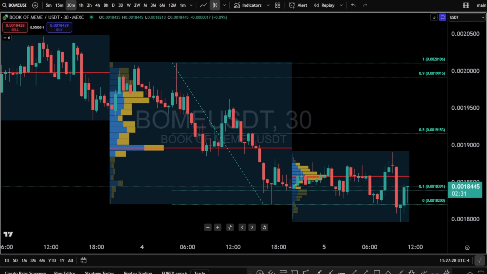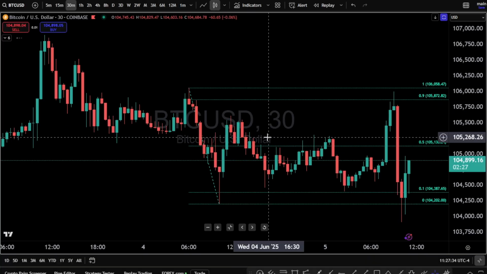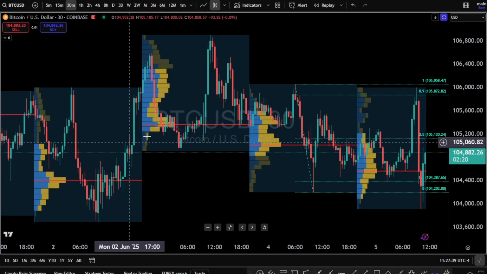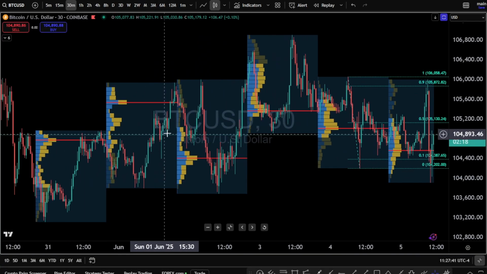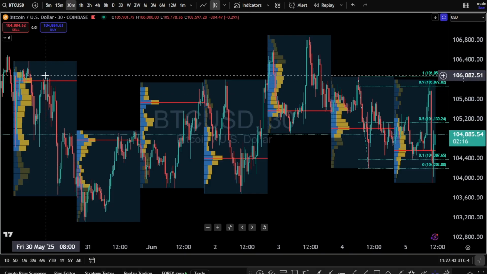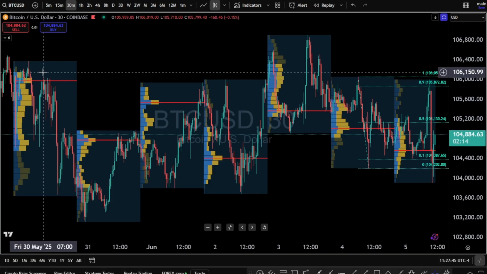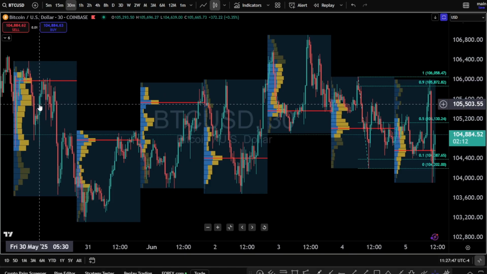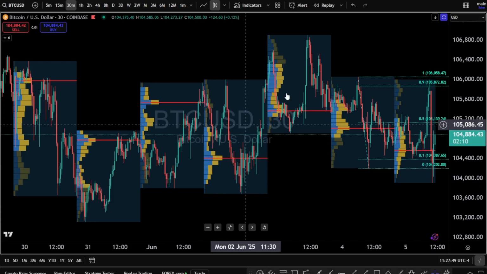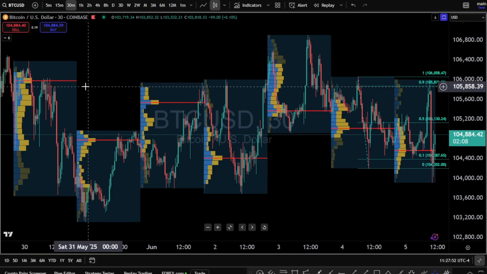We're going to talk about a quick chop strategy because we've seen a whole lot of chop recently on Bitcoin. The session volume profile is pulled up so that way you can see each and every day here. If I pull this thing out, you can see literally since May the 30th, Friday, we've been trading inside pretty much the same ranges here.